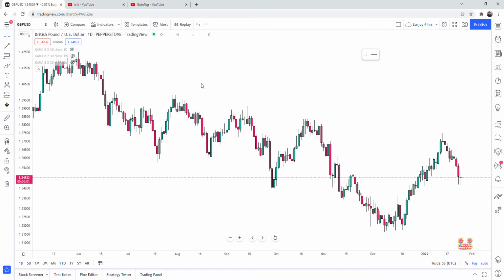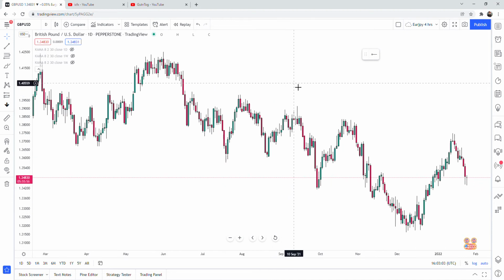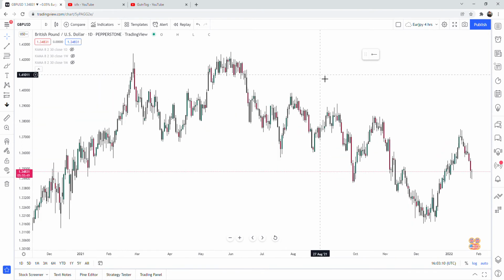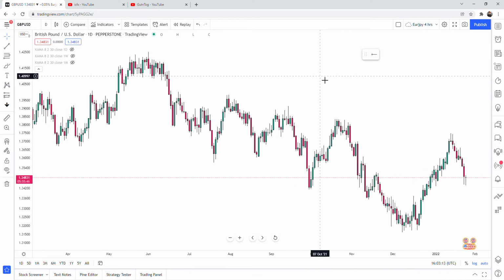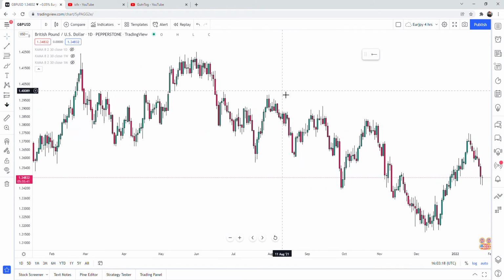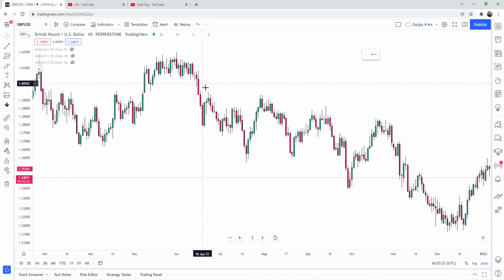Once again, in this video I will show you how you can trade inefficiencies or price imbalances or thin runs or skinny runs. There are many names to call this phenomenon, which occurs every day in trading. We are on the GBP USD daily chart. Whenever you see rapid price moves like this, they are called thin runs or price imbalances.